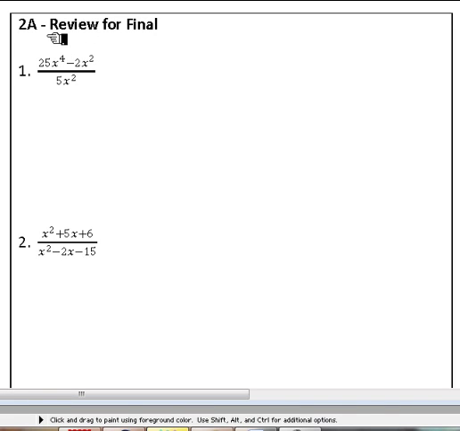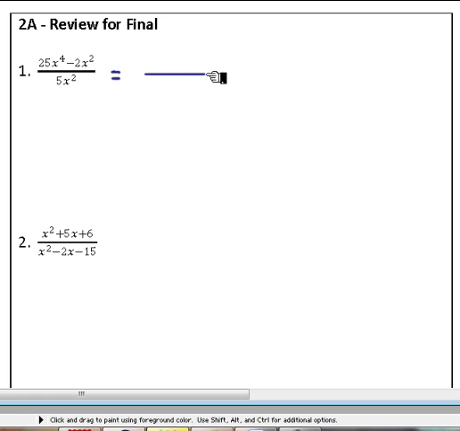Okay, we're continuing our review with template 2A. So we're starting the material now from test 2. All right, so that began with rational expressions. So here we go. We're reducing rational expressions. All right, so let's look at this one.